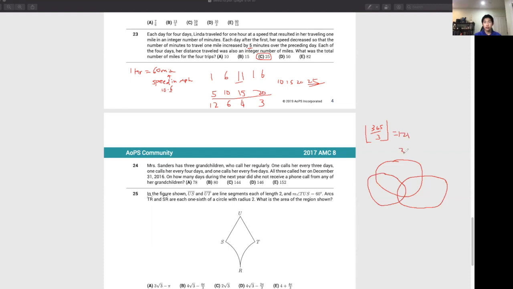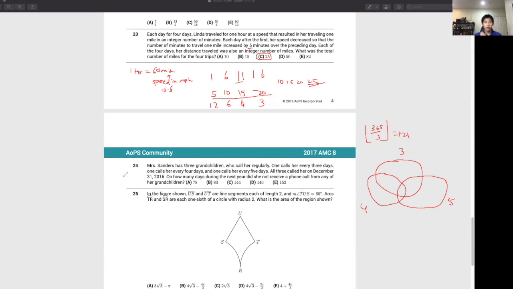So let's call this the 3, 4, 5. And each circle represents the days that that grandchild is calling. So you know that the total numbers in the 3 circle will add up to 121. And we could do the same for 4 and 5. But let's start by figuring out this middle section, which is going to be common to all 3 grandchildren.